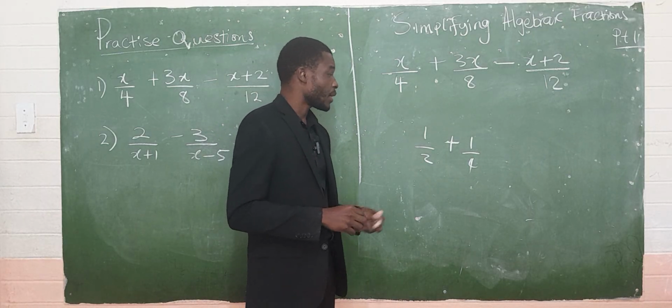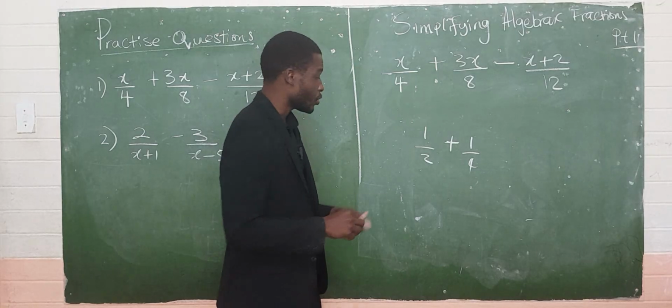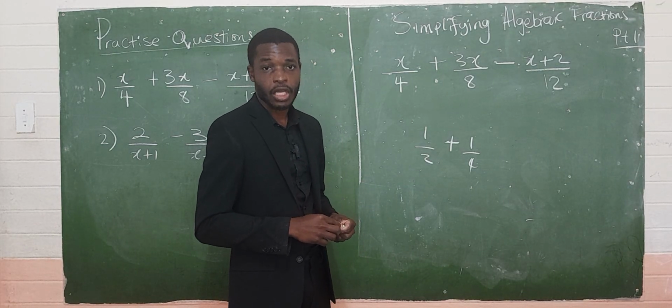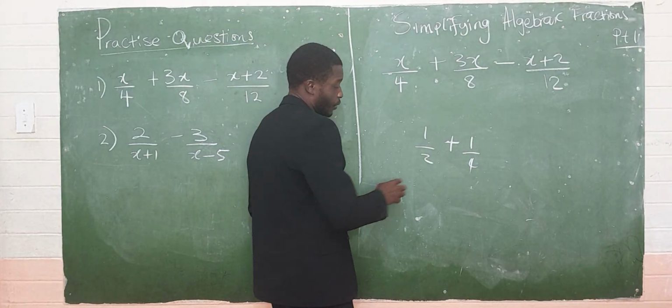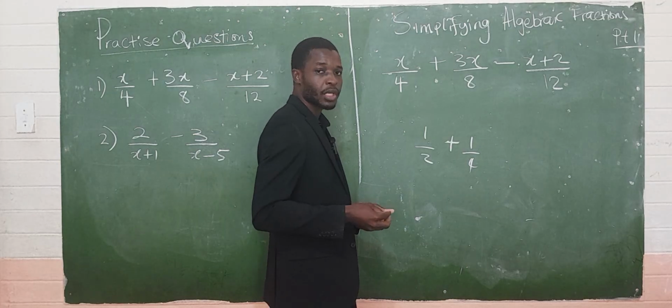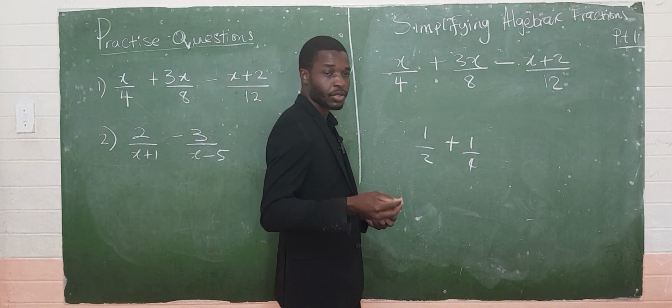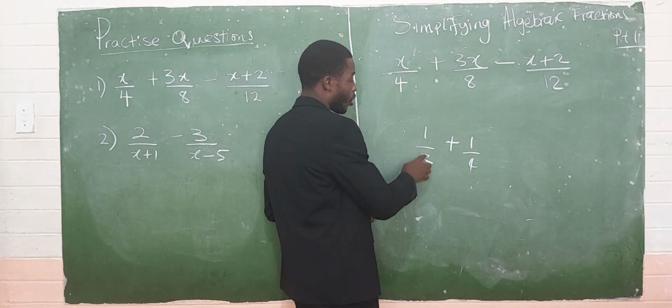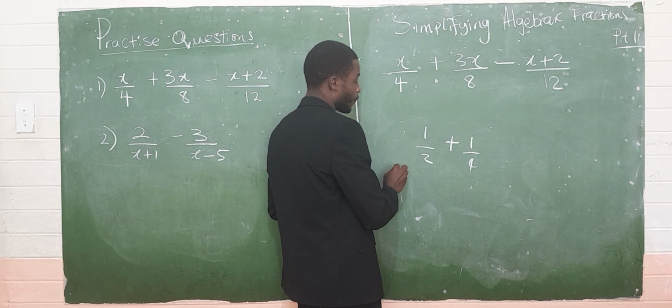So if you have a problem like this, the first thing is you can't add fractions if they have different denominators. So we have to make the denominators the same. And what will be the common denominator? We would appreciate the lowest common denominator. And it turns out that 4 is the denominator. So I want all of these to have a denominator of 4.